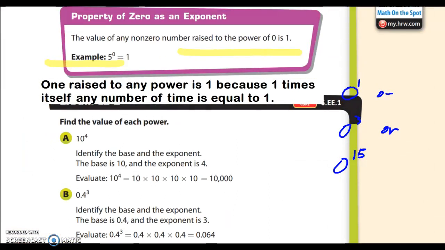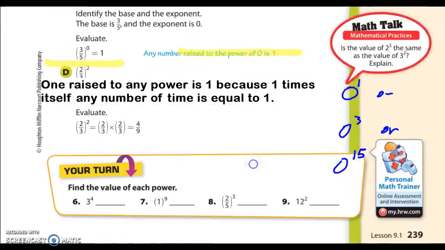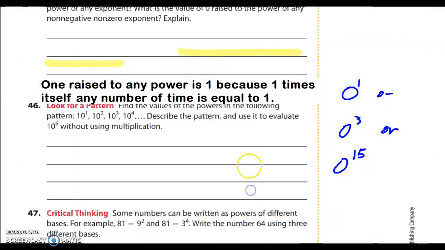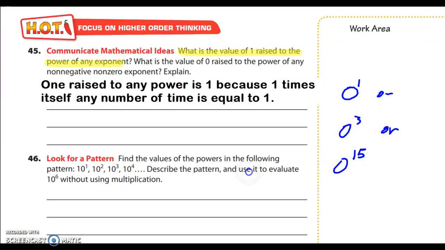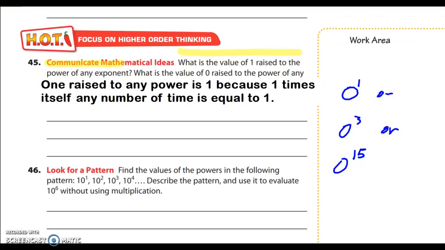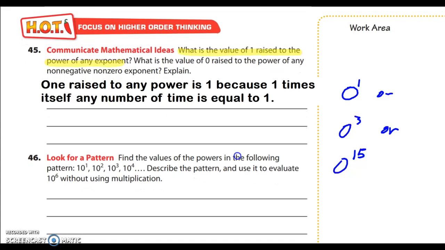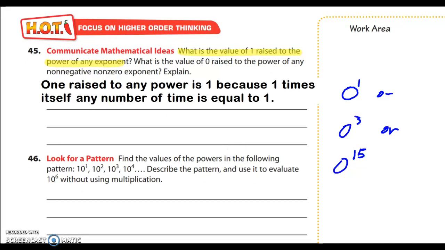The value of any non-zero number raised to the power of 0 is, oh, that's not the right value. I think I'm misreading the question, so I'm going to go back. Yep, I'm misreading the question. I was thinking this was saying 0 as an exponent, but it's not. This is saying 0 as the base. So let's go ahead and just go through and solve these.